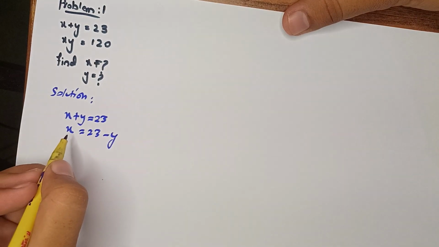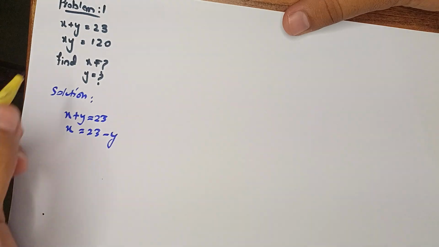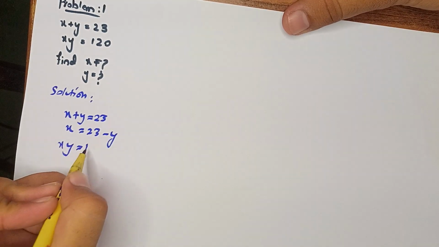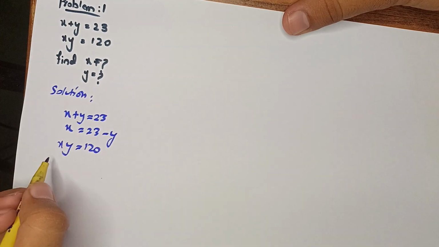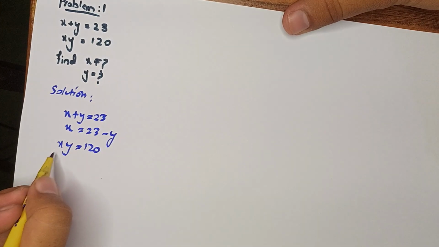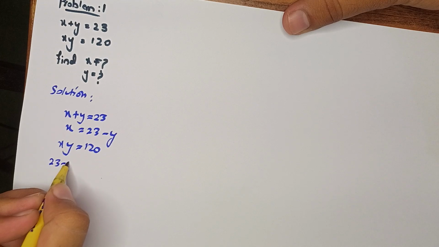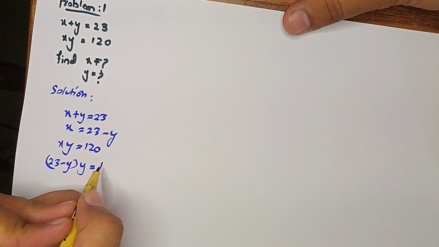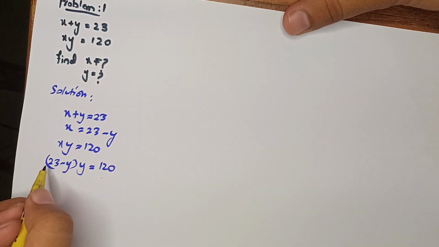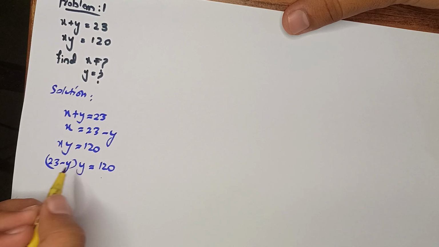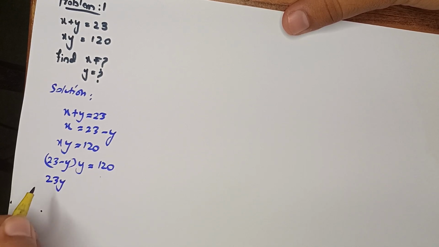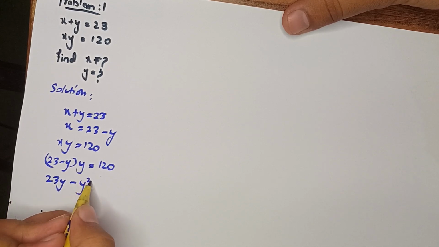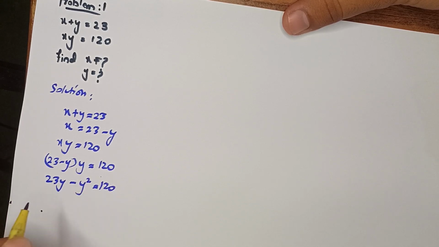Okay, let's put the value of x in our second equation. Our second equation is xy equal to 120. So place the value of x, and let's multiply by y. 23 multiply y, 23y, minus y multiply y, y square, equal to 120.